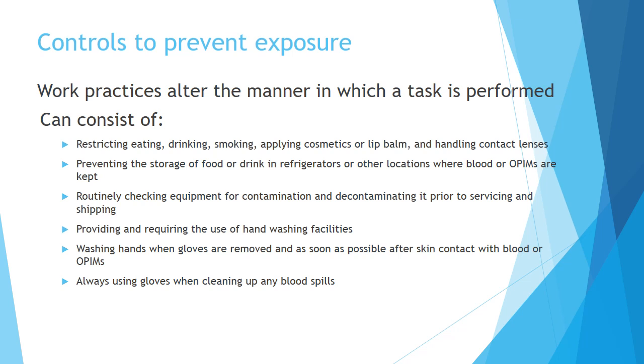Work practices alter the manner in which a task is performed, and they can consist of restricting eating, drinking, smoking, applying cosmetics or lip balm, and handling contact lenses, preventing the storage of food or drink in refrigerators or other locations where blood or OPIMs are kept, routinely checking equipment for contamination and decontaminating it prior to servicing and shipping, providing and requiring the use of hand washing facilities, washing hands when gloves are removed as soon as possible after skin contact with blood or OPIMs, and always using gloves when cleaning up any blood spills.